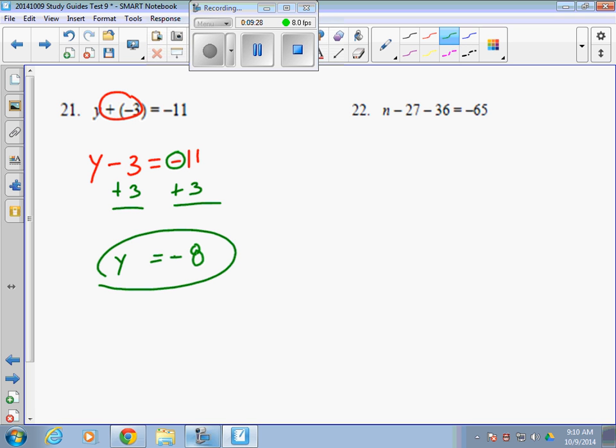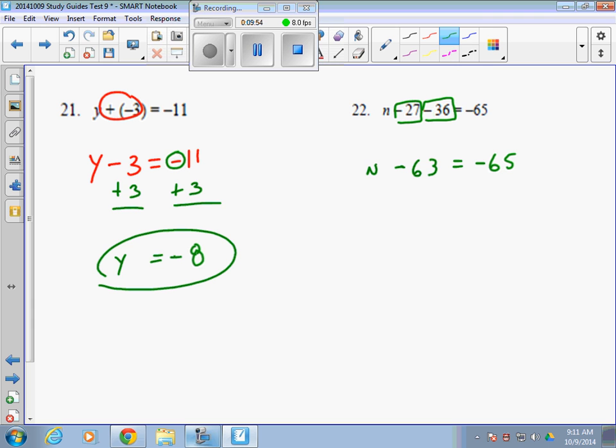Before you can undo number 22, you have to combine negative 27 and negative 36. You have to combine the like terms. They're the same sign. They're both negative, so add them. 6 and 7 is 13. Carry your 1. 2 plus 3 is 5, plus 1 is 6, so we have 63, and keep the common sign, negative. N minus 63 equals negative 65.